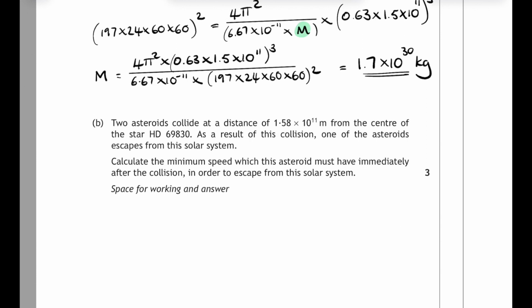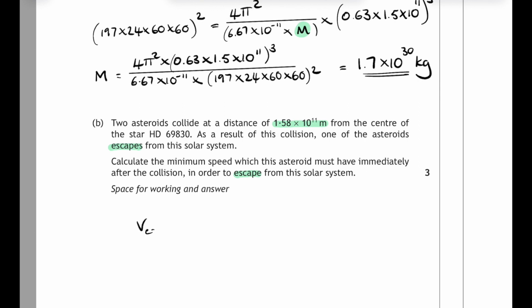Okay, part B. 2 asteroids collide at a distance of 1.58 times 10 to the 11 meters from the centre of the star, and as a result of the collision, one of the asteroids escapes from the solar system, and we have to calculate the minimum speed that the asteroid must have after the collision in order to escape from the solar system. Well, I've highlighted the word escape twice, so it's escape velocity we're interested in.